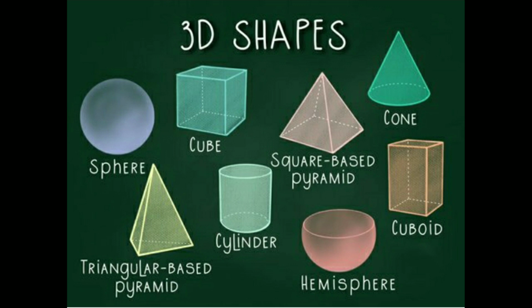Now triangular pyramid. L is the slant height and H is the height. So the curved surface area will be half into perimeter of base into L. Now total surface area will be curved surface area plus base area. Now volume will become area of the base by 3 into height.